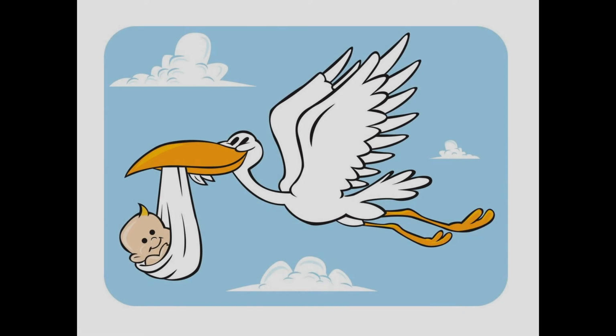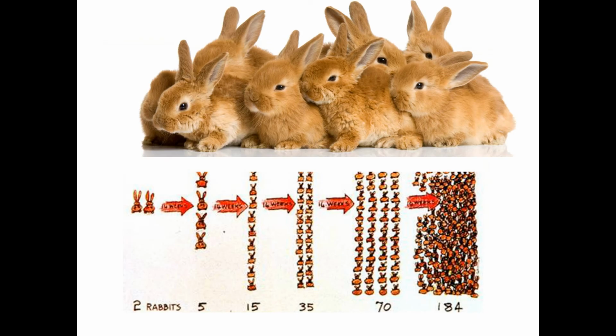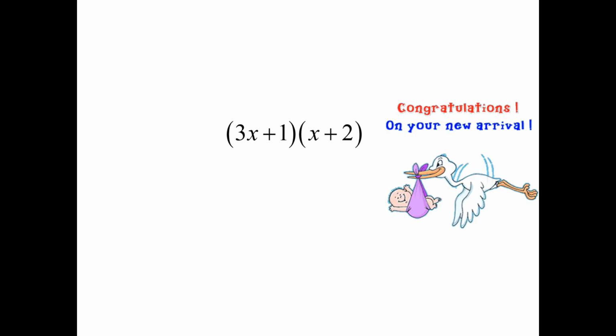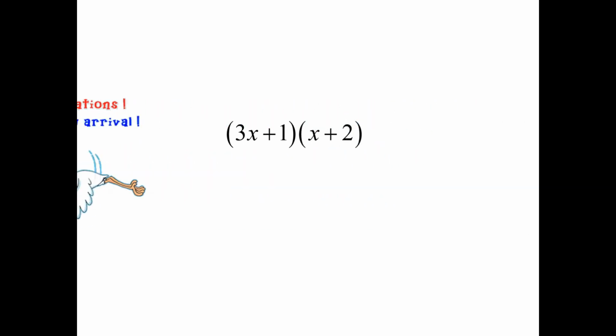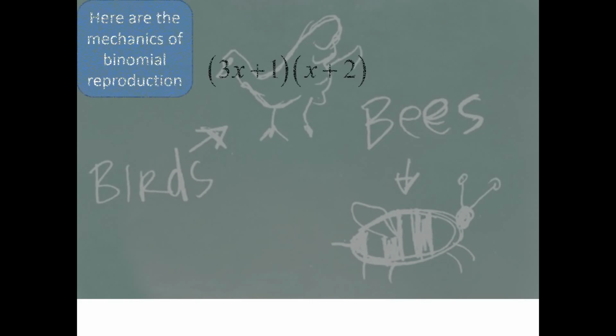In order to factor quadratic expressions, you have to know where they come from. Well, where they come from is a pair of binomials that meet up and fall in love, and then the expression is multiplied by rabbits. Well, for good reason. See, we've got these two binomials right here, and they're going to meet up and bump into one another, and then, lo and behold, we get a baby. So let's talk about the birds and the bees. Here are the mechanics of binomial reproduction.